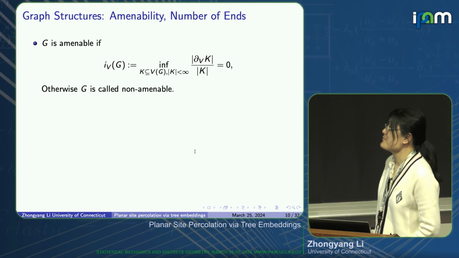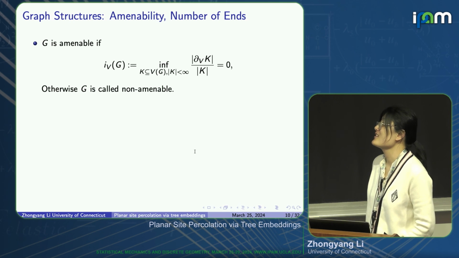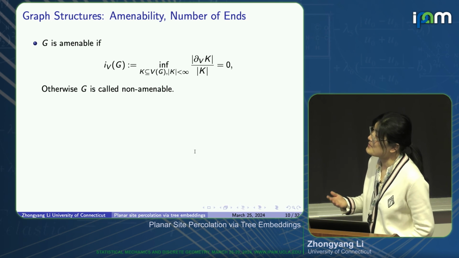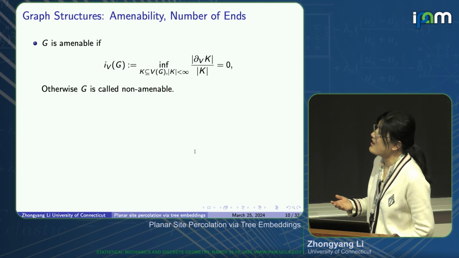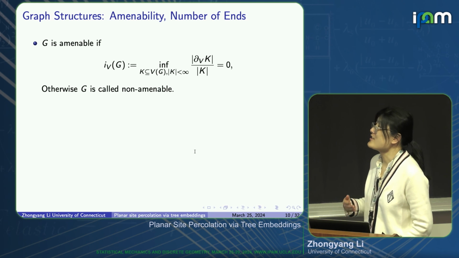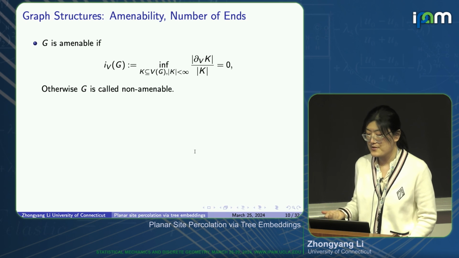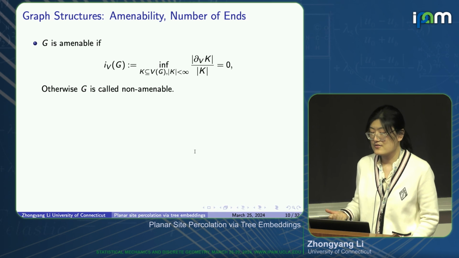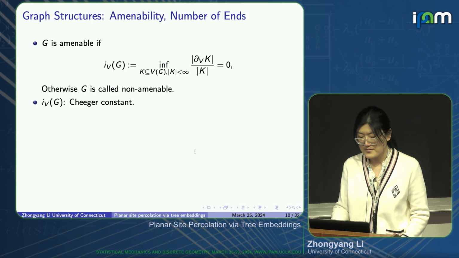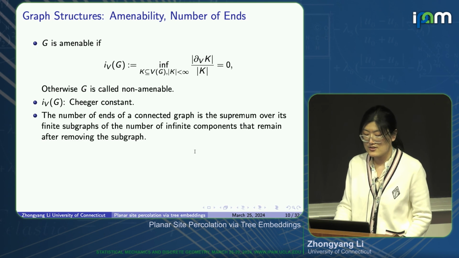If a graph is amenable, that means we consider any finite subset of vertices, and we take the number of vertices on the boundary divided by the total number of vertices. Then we consider the infimum of this quotient over all the finite subgraphs. If this infimum is 0, then we call the graph amenable. If this infimum is strictly positive, it's called non-amenable. This infimum, i(G), is called the Cheeger constant.